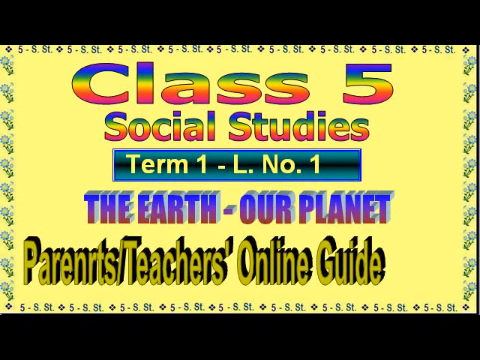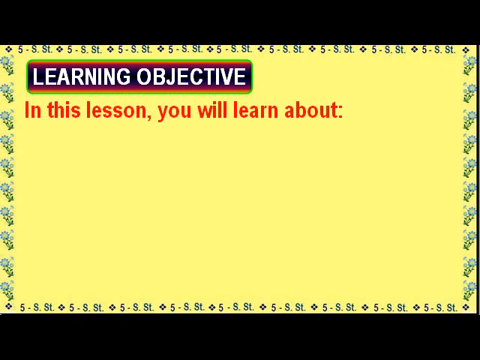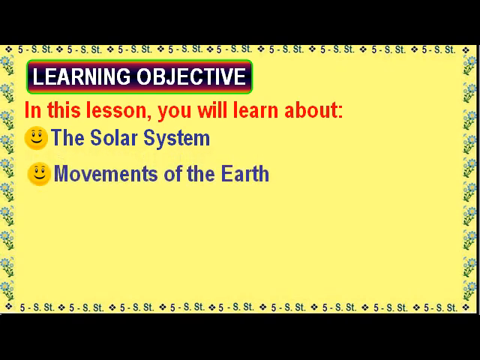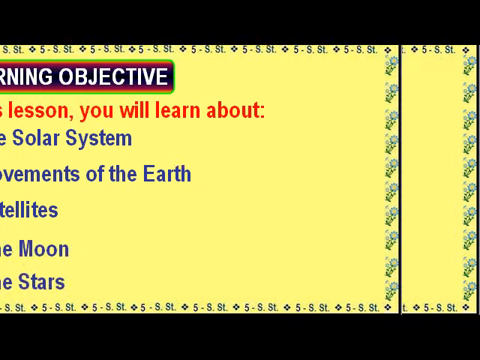Class 5 Social Studies Term 1 Lesson number 1: The Earth, Our Planet. Learning Objective. In this lesson, you will learn about the solar system, movements of the Earth, satellites, the moon, the stars.